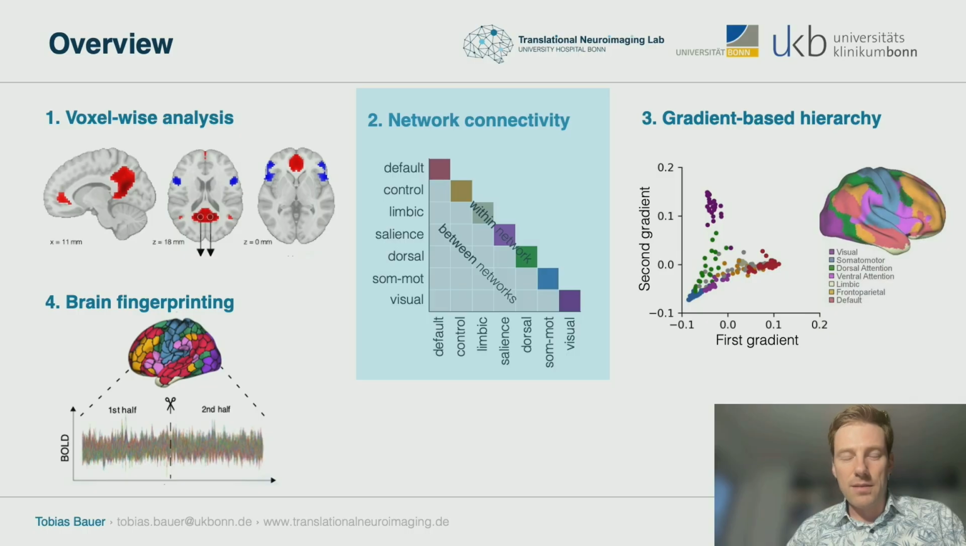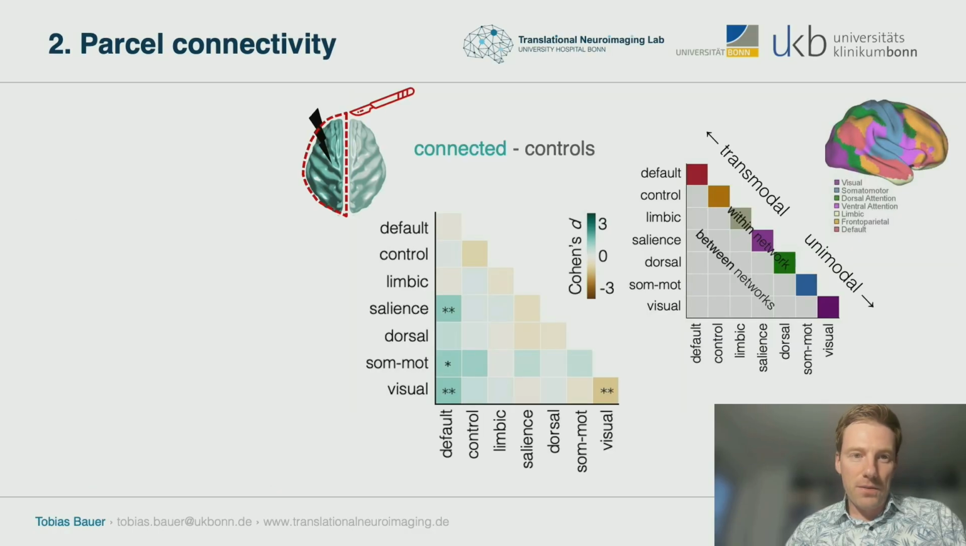Here we used the Schäfer atlas, which consists of 200 parcels, each of the parcels belonging to one of the 7 networks that range from the default mode and control network to unimodal networks like the somatomotor and the visual network. And then we constructed the network matrices based on the Pearson correlation coefficient. We did this for the control cohorts and also for our patients.